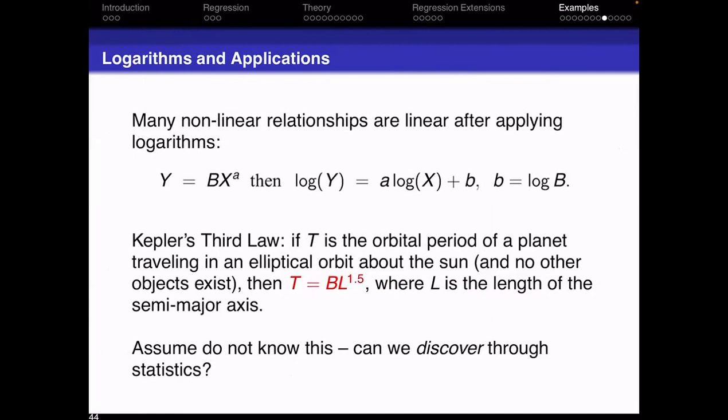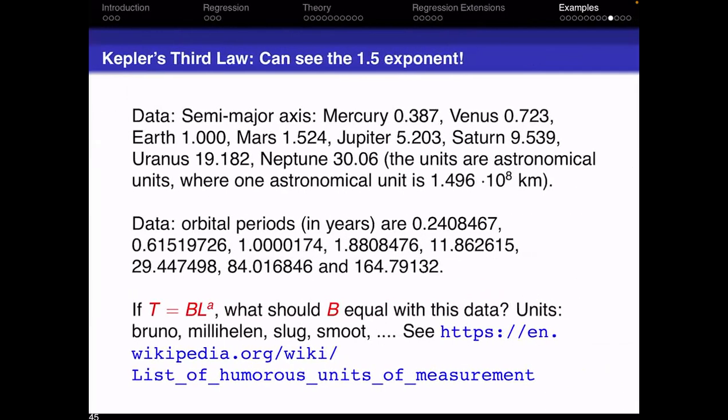So imagine we didn't know this. Could we discover this through statistics? And so here is the data for the semi-major axes of the planets. I'm using astronomical units. That's basically the distance from the sun to the earth. And I'm doing my orbital measurements for how long it takes in units of years. Is there any planet that we should look at that would help us figure out what B is?